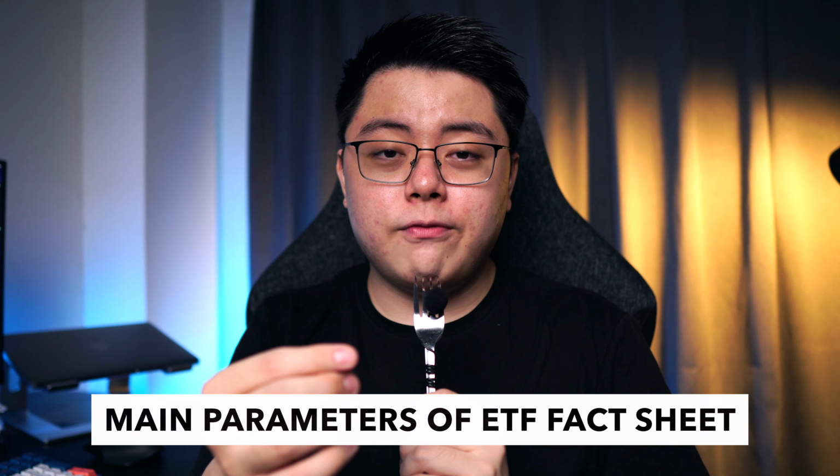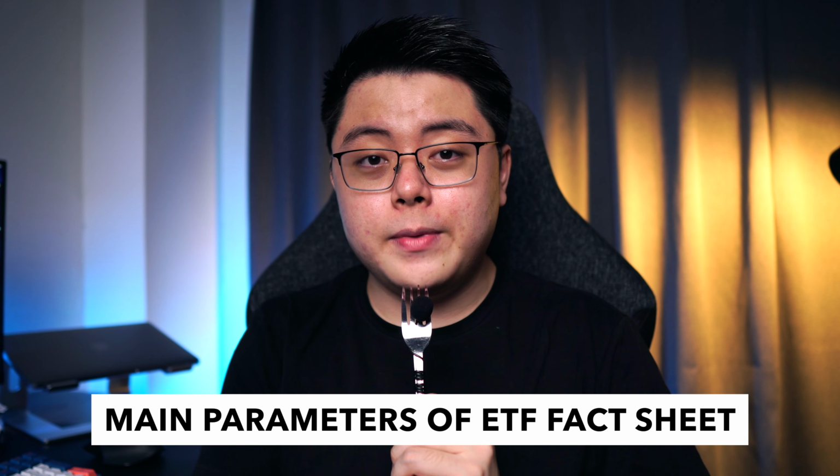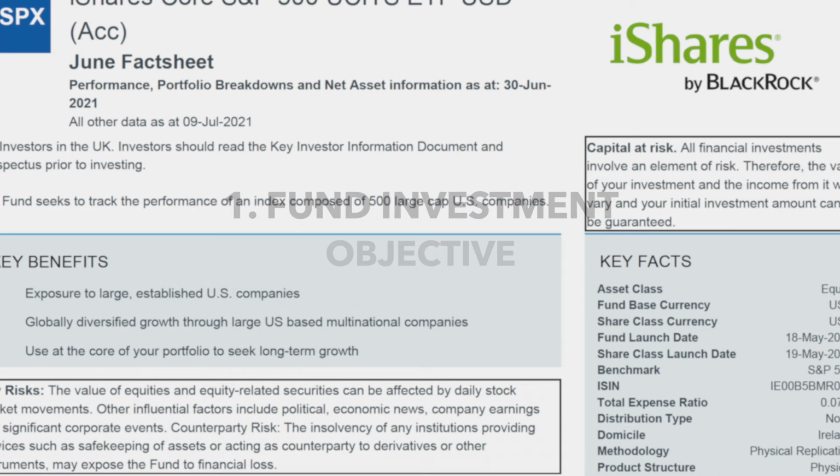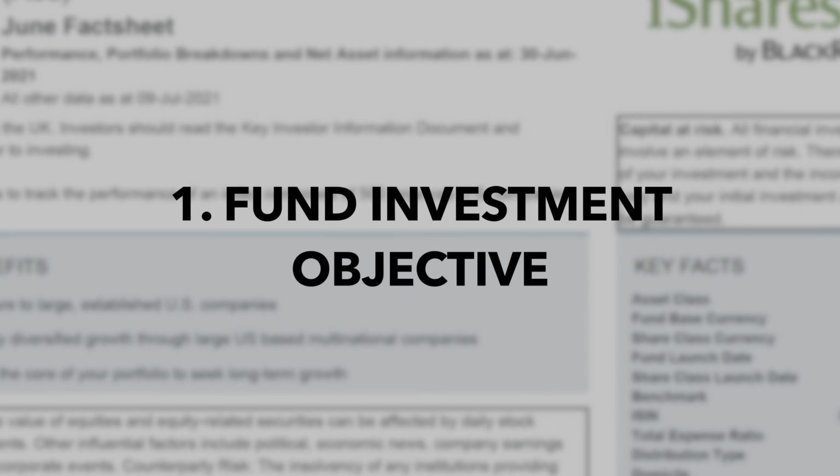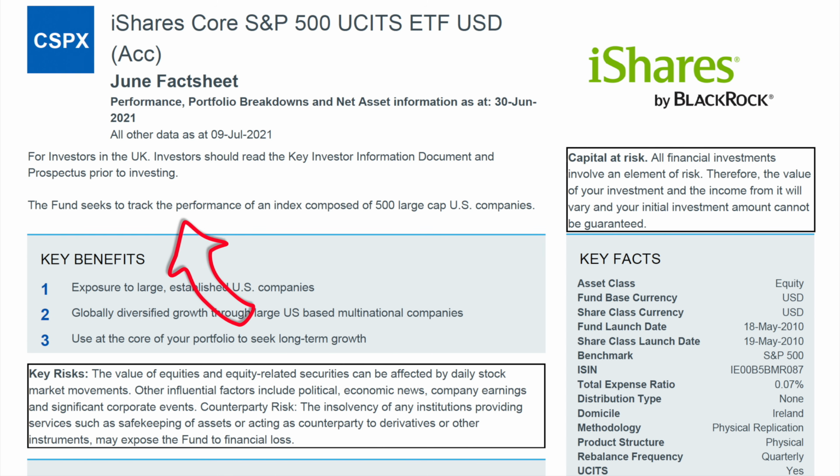So after knowing how to find an ETF fact sheet, now it is time for us to break down the 11 main parameters that you should be focusing on. The first one will be the fund's investment objective, which tells you what is the main theme of the ETF. This is usually located on the first page of the fact sheet, and it tells you what you are getting exposed to.